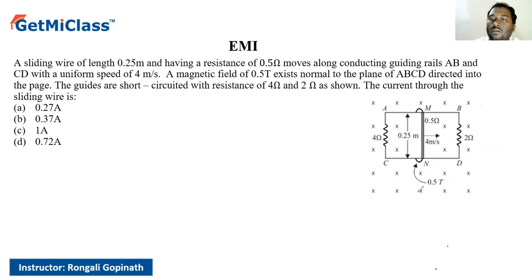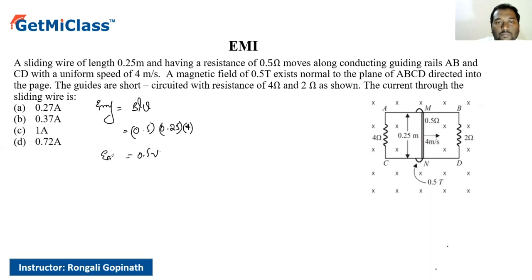Okay. First, let's try to find what is the EMF induced within the sliding wire. EMF induced is BLV. The value of B is 0.5. Length is 0.25. V is 4. That is 0.5 volts is the EMF induced.